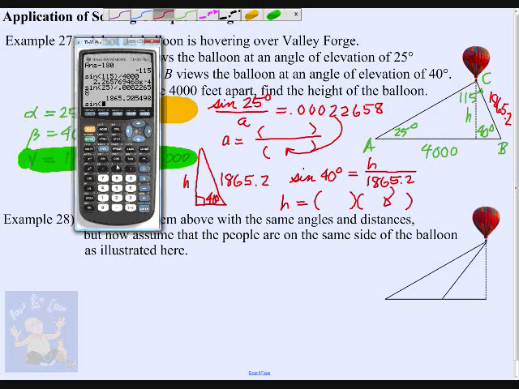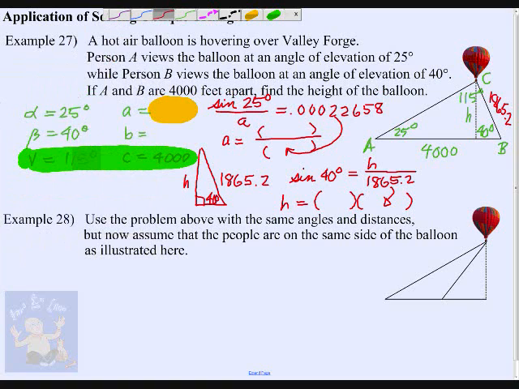Okay, the sine of 40 degrees times 1865.2, and that tells us that the height is 1199 feet.